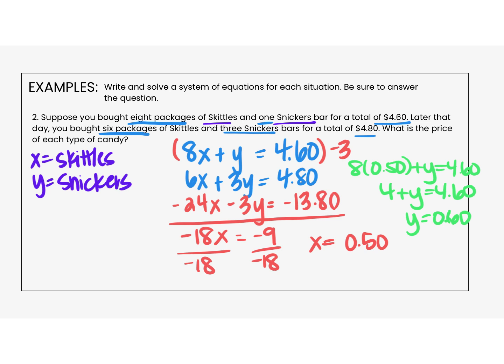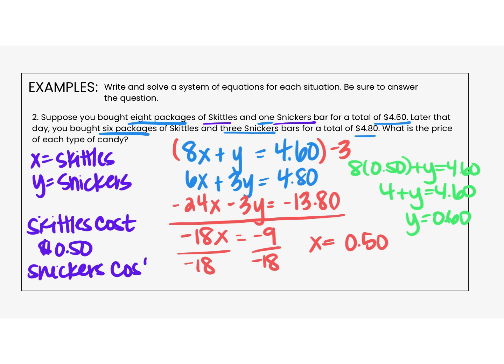So that tells us that our answer, again, our ordered pair like we solved before would be 0.5 comma 0.6, but in the context of this problem, it tells us that Skittles cost 50 cents and Snickers cost 60 cents. And that is our solution.